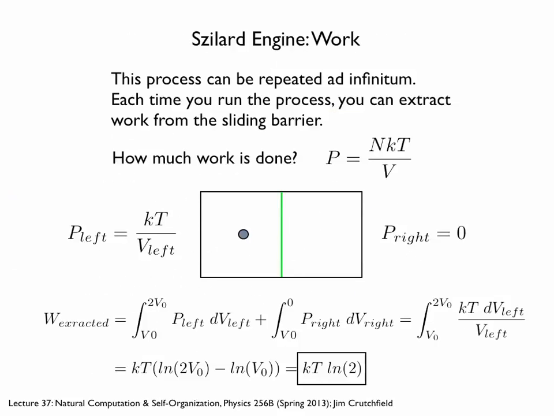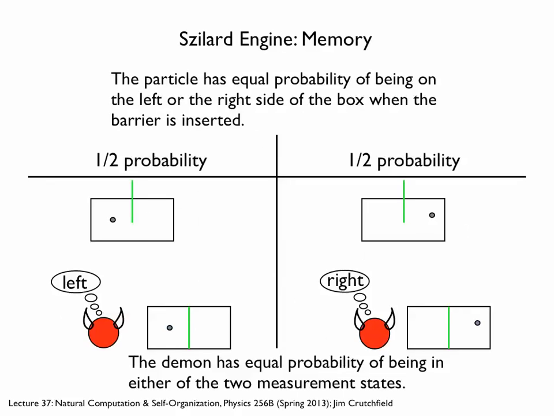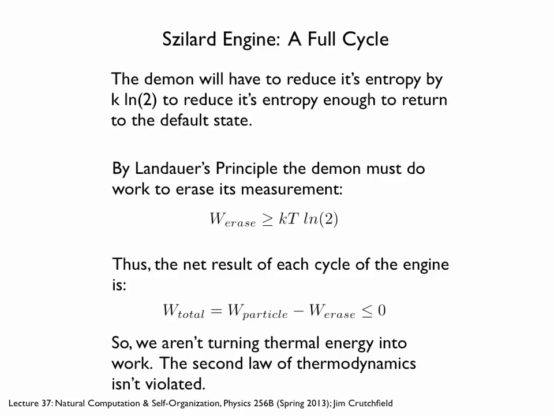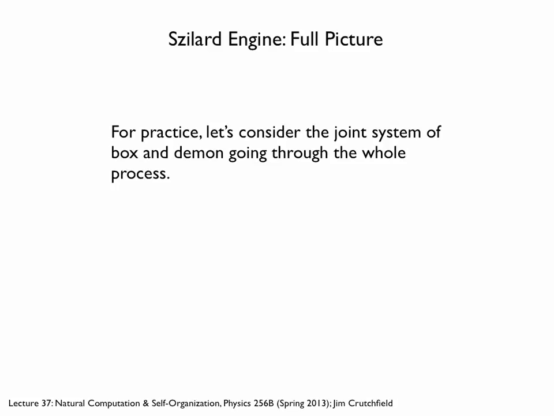Where were we? We were here. Right. No, we were here. So the total work that's coming out of the system has to be less than 0. Right, so that means that we aren't turning thermal energy into work. So we aren't violating any laws of thermodynamics here, if we accept Landauer's principle.